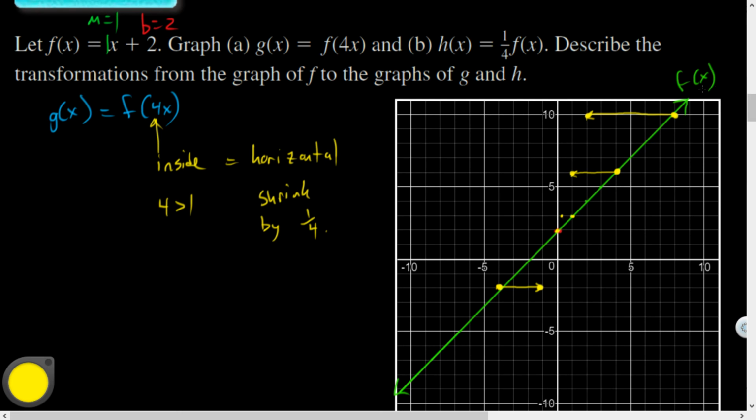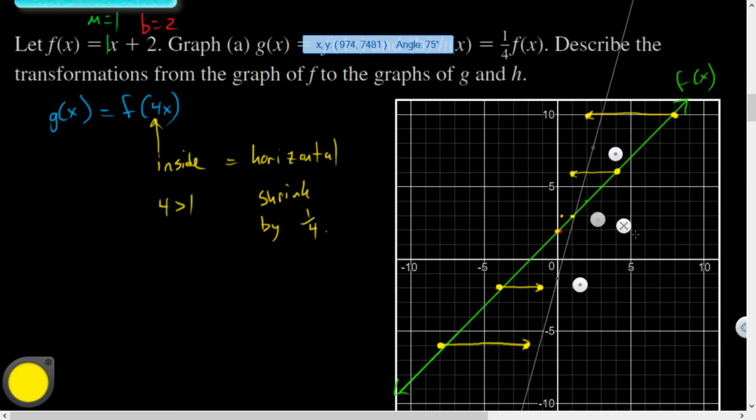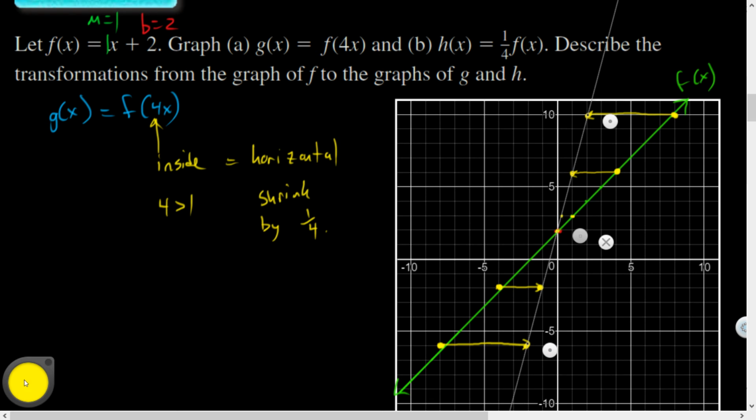You could have. It was off my graph, but that's okay. And then let's look at negative 8, which should have been right here. Negative 8 divided by 4 is negative 2. And so this is a horizontal shrink, where, because it's horizontal, I transformed all of the x coordinates.